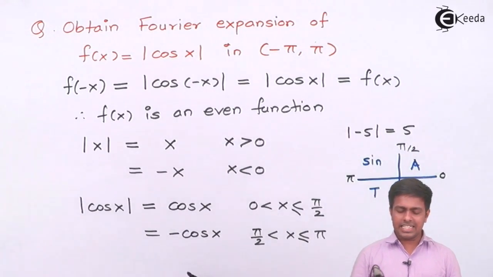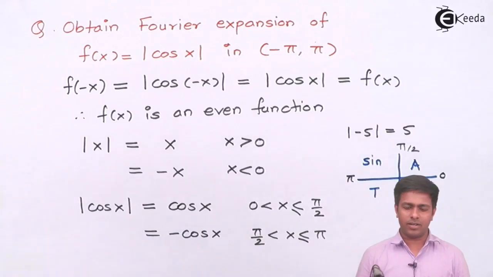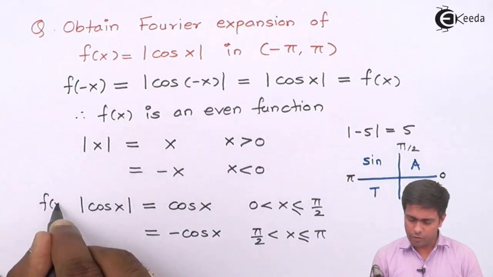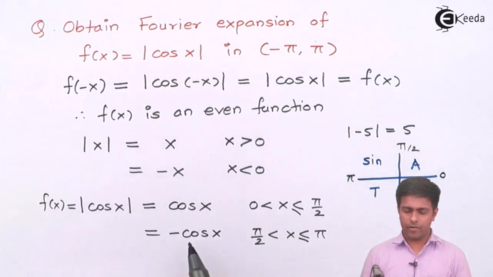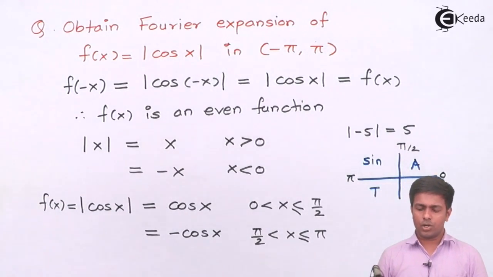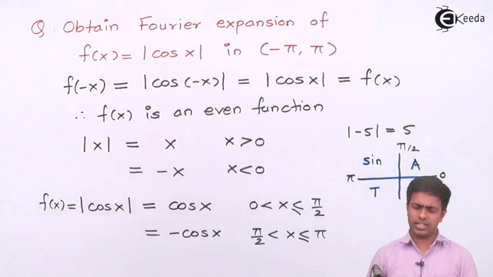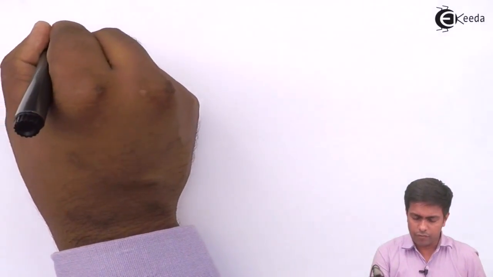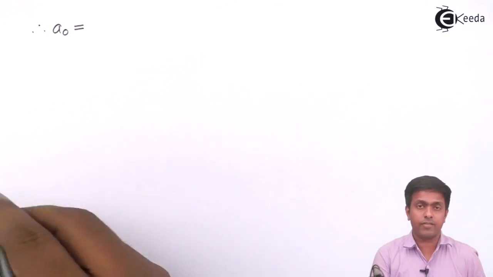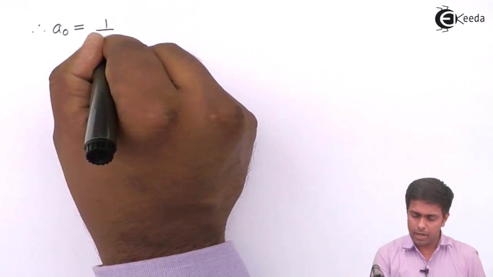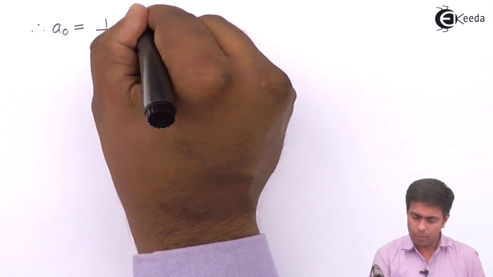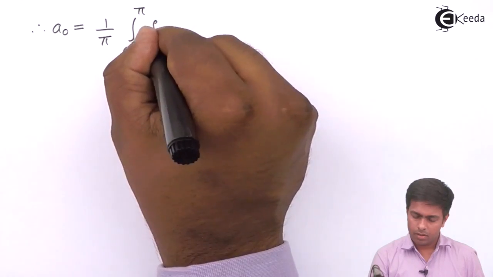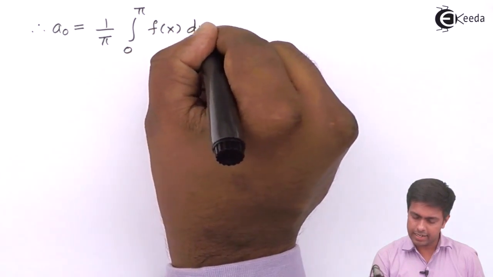So guys, these are the two values of cos that we got, and we will call this f of x, because the mod of cos x is also our f of x, and we are going to use this f of x to find the Fourier expansion. So let's start. Here I'll start with a naught. What is the formula of a naught? A naught is given by 1 by pi integration 0 to pi f of x dx.